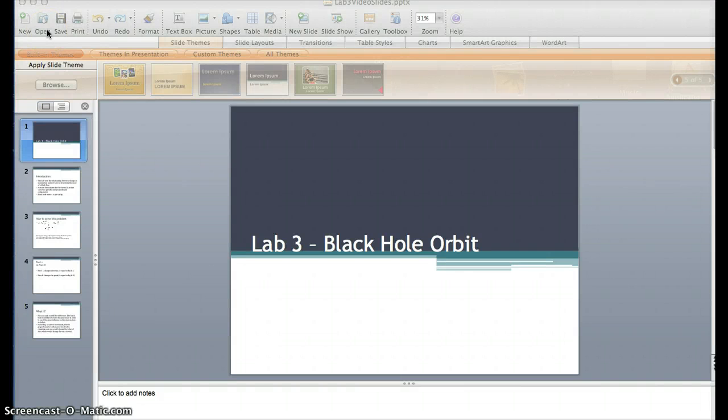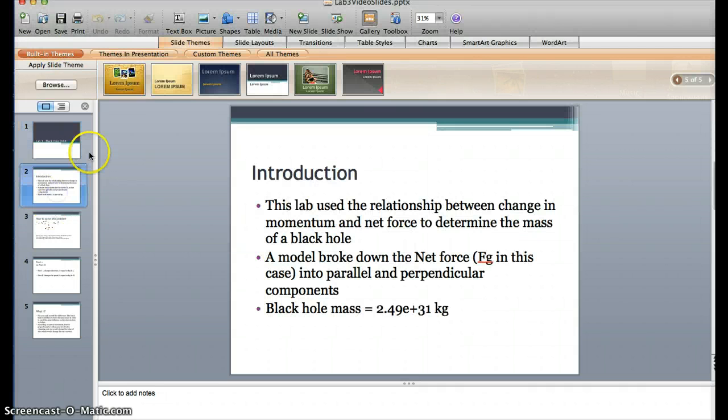For Lab 3, we looked at the orbit of a planet around a black hole. For this lab, we were trying to use the relationship between change in momentum and net force to determine the mass of a black hole. To do this, we broke down the net force, which in this case was only the force of gravity, into parallel and perpendicular components and modeled that in Python. At the end, I found my black hole's mass to be 2.49 times 10 to the 31st kilograms.